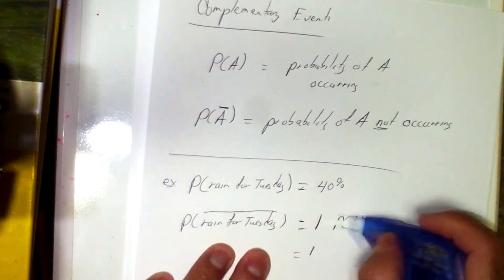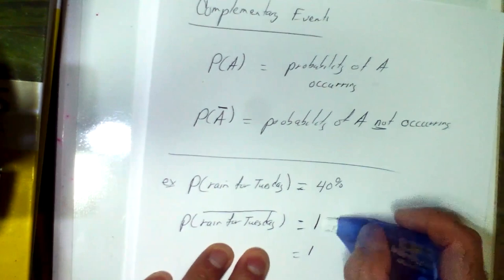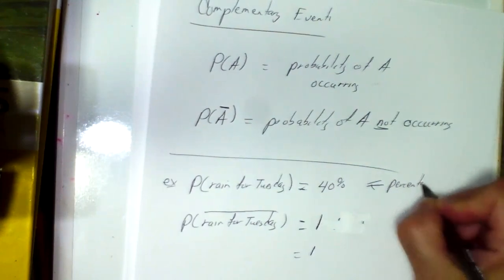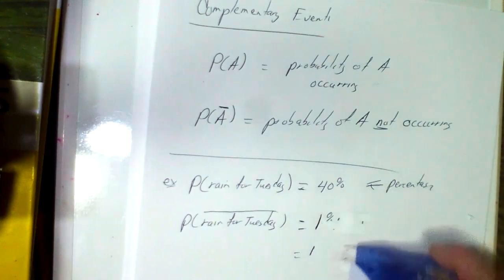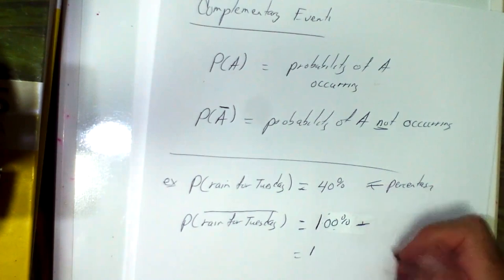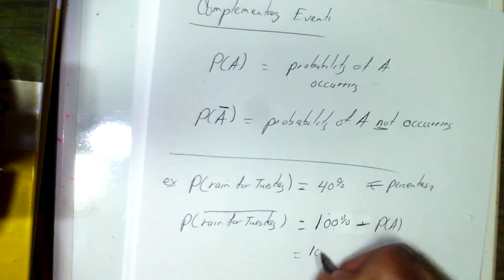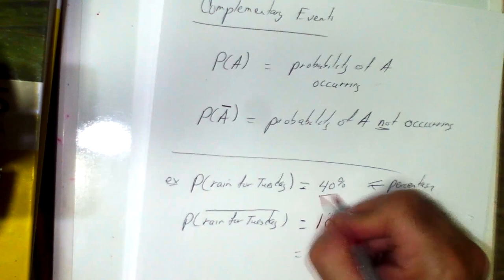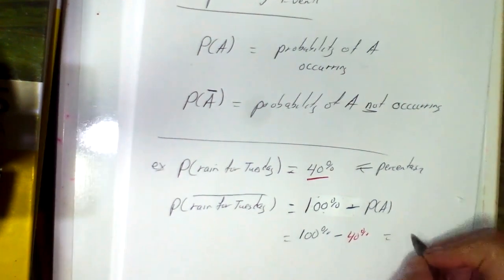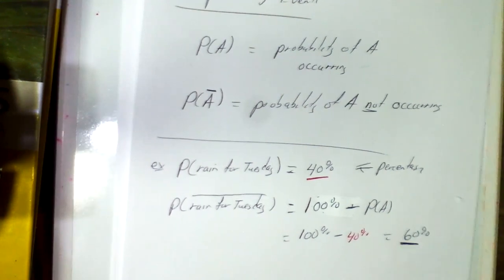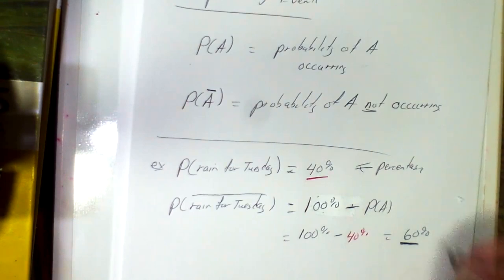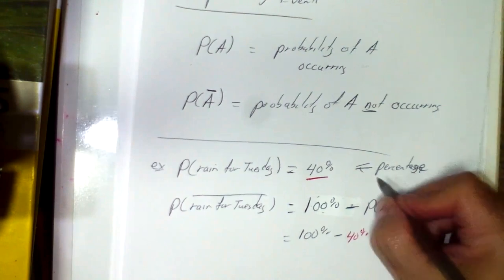You can do it two ways. If your probability is written in percentage, you would have to subtract from 100%. It'll be 100% minus the probability of A. So 100% minus 40%, that would give us our 60%. So there's a 60% chance that it does not rain. And notice, if you add does and does not, those equal 100%. That's if it's written in percentage.